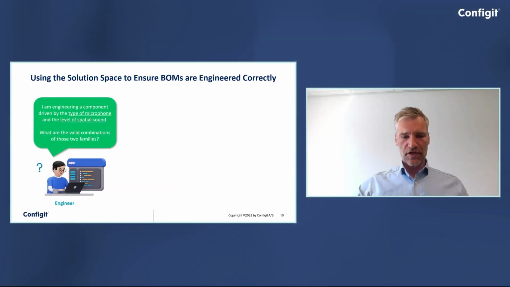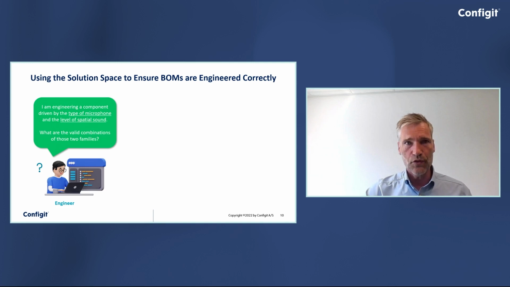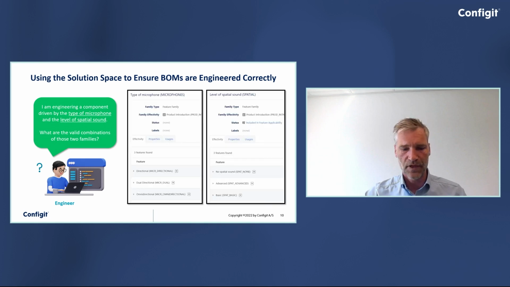To introduce the third type of verification, let's look at another typical challenge that you're often faced with when you work with modeling. I'm now an engineer, and I need to engineer a new component, a new piece of hardware, for example, whose design depends on the configuration. For example, it could be a new component of the hearing aid that depends on the type of microphone and the level of so-called spatial sound. So some of the technical things in the hearing aid.